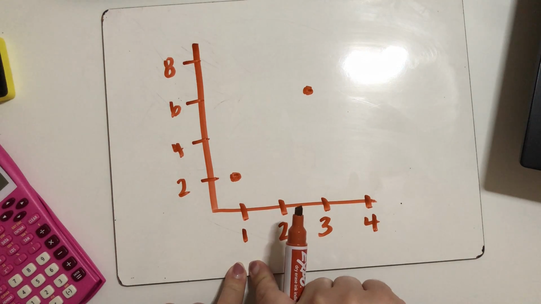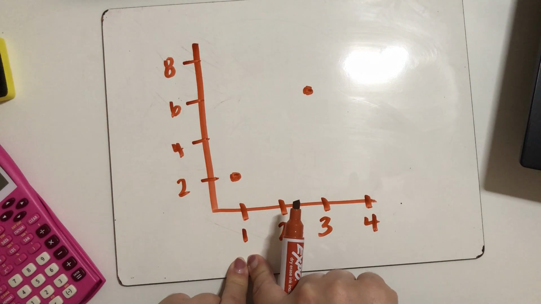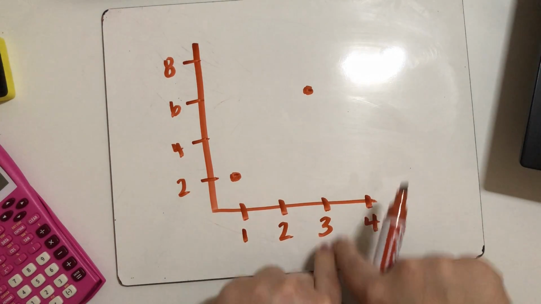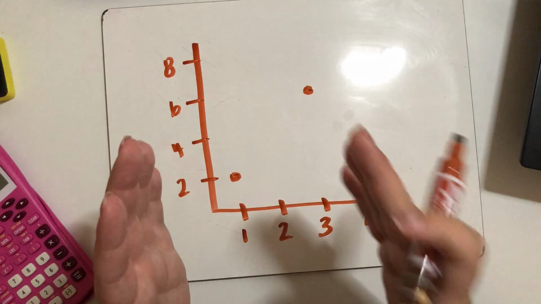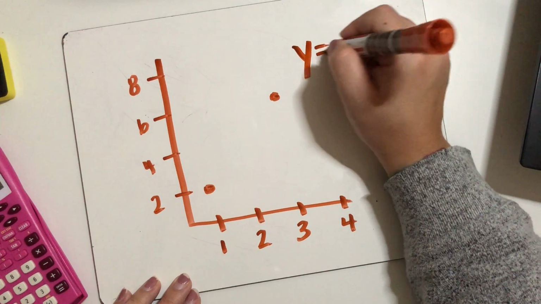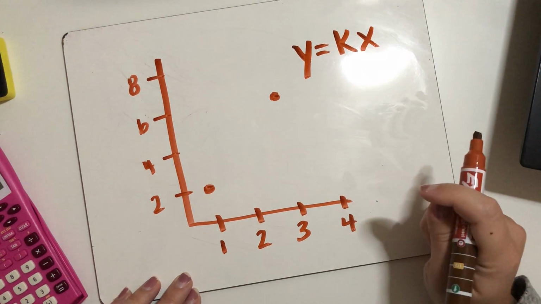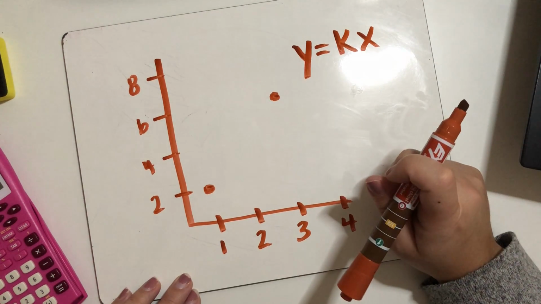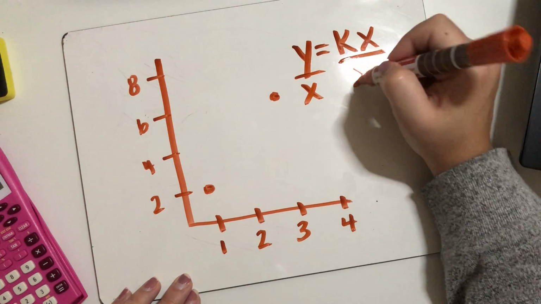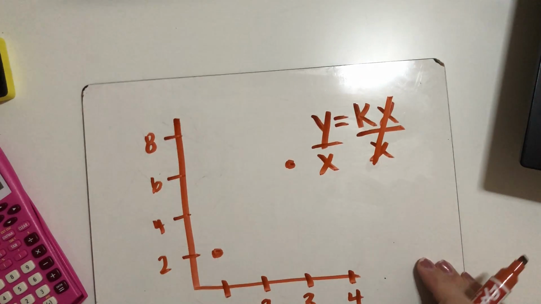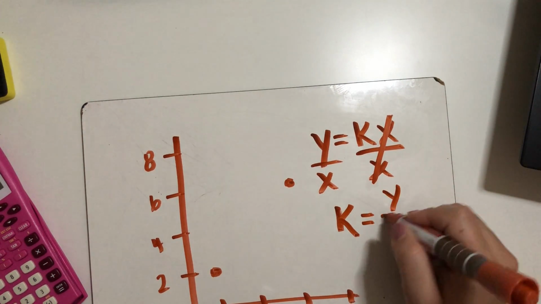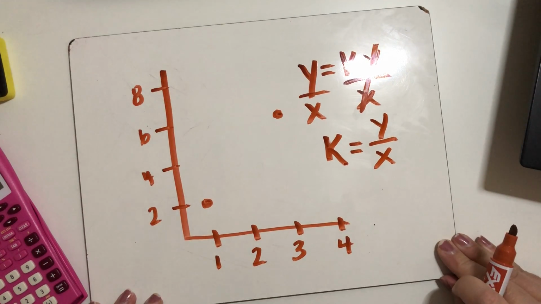So this tells me that for every 1 x value, it's 2 y's, and for every 3 x values, it's 6 y's. So I want to know what that k value is. So remember, our equation is always written as y equals k times x. But what if I want to solve for k? So that means that I want to get it by itself. So I'm going to divide both sides by x. So I have this k there by itself. So to solve for k, I can do y over x, just like that.